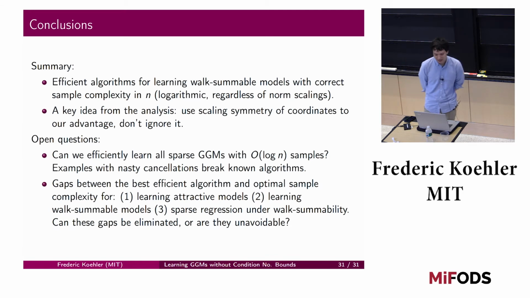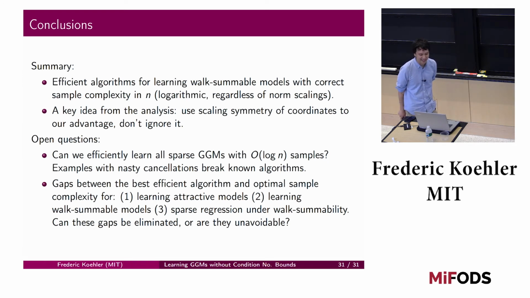Okay, so here's my summary: we got efficient algorithms for learning all walk-summable models, which have the correct dependence on n. A key idea in the analysis, which I maybe didn't emphasize as much as I could have, is that if you want to analyze this, it's really important to rescale to be SDD, because the different rows of theta otherwise have different units, so they're not even comparable, and that would be a huge problem for the analysis. So it's really important to do this rescaling. We kind of just set everything to variance 1, but that might not be the optimal thing to do all the time. So that's a takeaway.